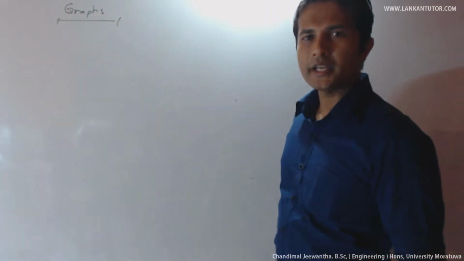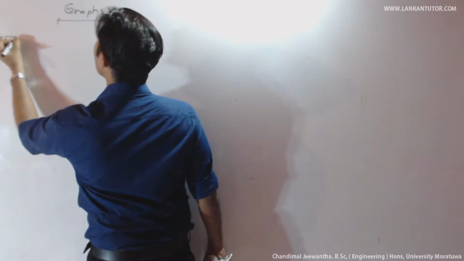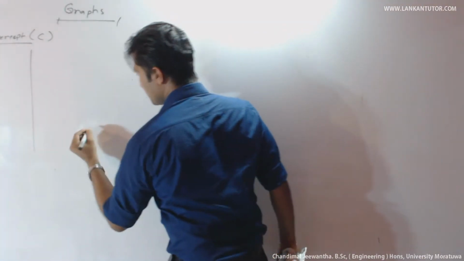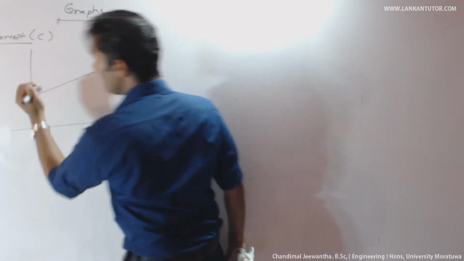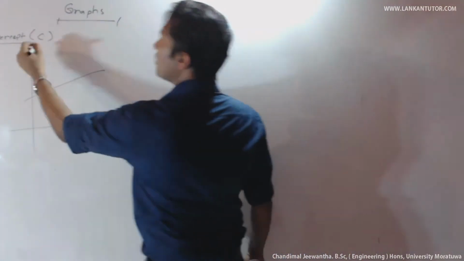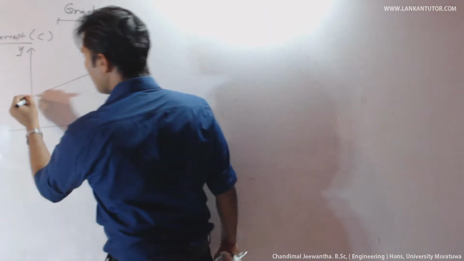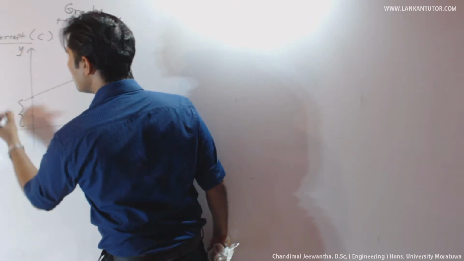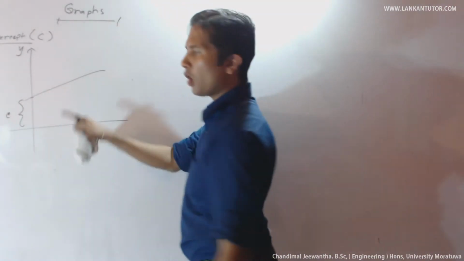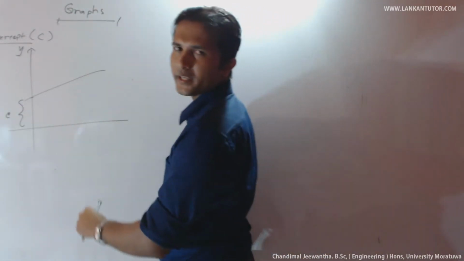Now we can consider intercept. What is intercept? Intercept, the symbol should be simple C. That is the gap between the point where the graph cuts the y-axis and the origin. This gap gives you intercept. What is intercept? The gap between origin and the point where the graph cuts the y-axis.